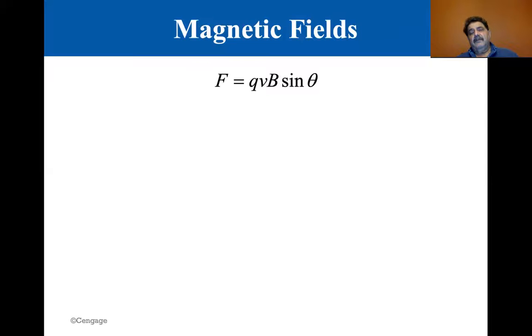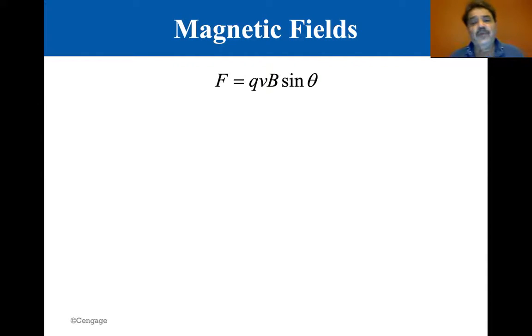Theta is the angle between the direction of the particle and the magnetic field. The sine of zero is zero. So if the particle is moving along the magnetic field, there is no force. If it's moving perpendicular to the field, it's maximum. So force is equal to QVB sine theta.